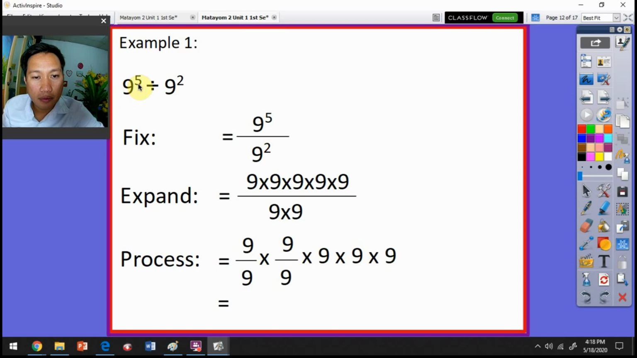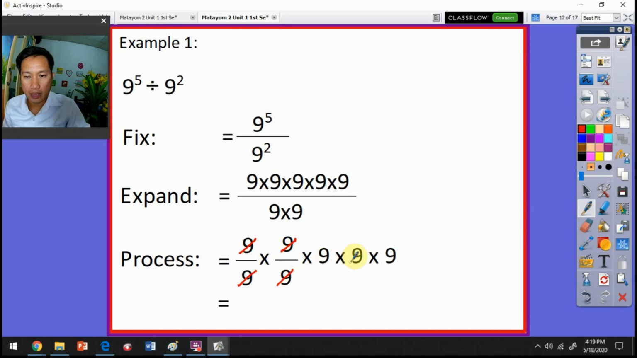n to the power of 5 divided by n to the power of 2. Now we will fix it into a fractional form. We have n to the power of 5 divided by n to the power of 2. Next, we expand it. We have n times n times n times n times n divided by n times n. What we will do is cancel the n's, which combine to equal 1.